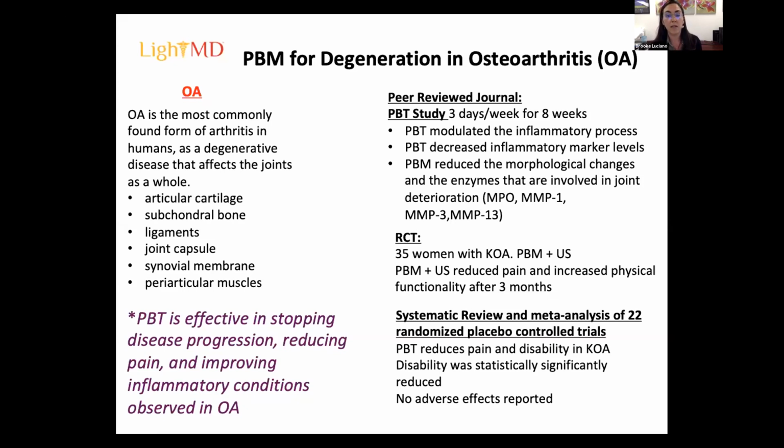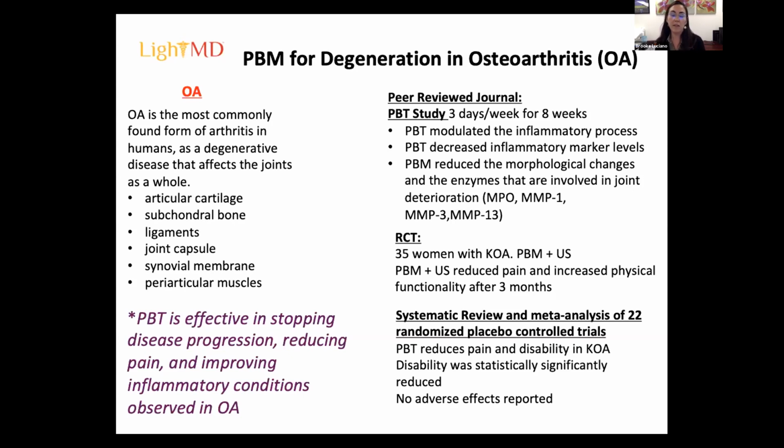The next study was a randomized controlled trial. There were 35 women with knee osteoarthritis. They used a combination of ultrasound, photobiomodulation, and exercise, and they isolated them all. They found that photobiomodulation and ultrasound reduced pain and increased physical functionality after 3 months.